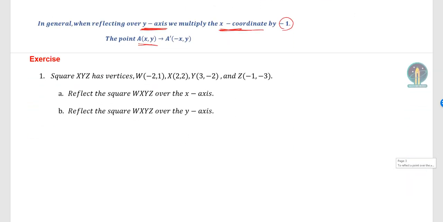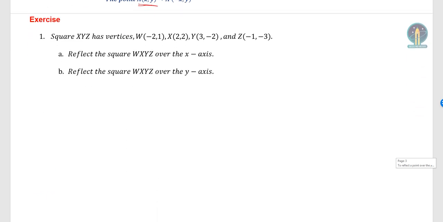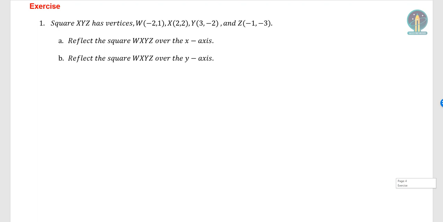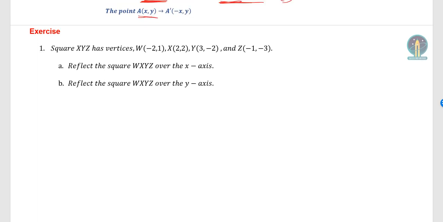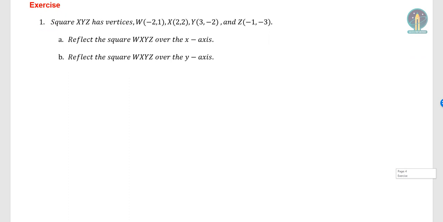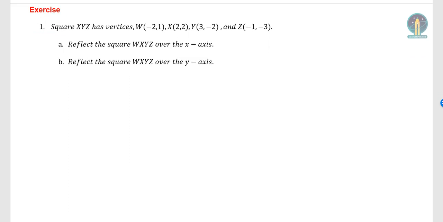So here we have a quick exercise. Please pause the video, try to work on this on your own, and come back for the solution. Okay, so let's try to find the reflection of this shape, which happens to be a square. You have 4 points here representing the 4 corners of the square. We'd like to reflect this square over the x-axis first, and then over the y-axis.